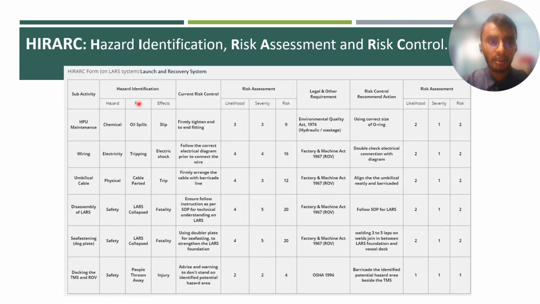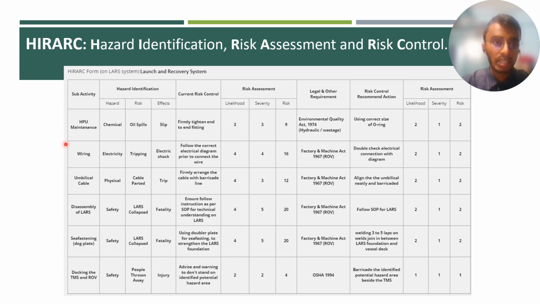This is a sample of a HIRARC form on the launch and recovery system, which has been categorized into several sections. First is sub-activity, and then hazard identification, which is subcategorized into hazard, risk and effect. The next is current risk control that has been taken, then followed by risk assessment, which is subcategorized into likelihood, severity and risk. Then the legal requirement that needs to be followed, then there is a recommended action to control risk and assessment after the recommended action has been taken.